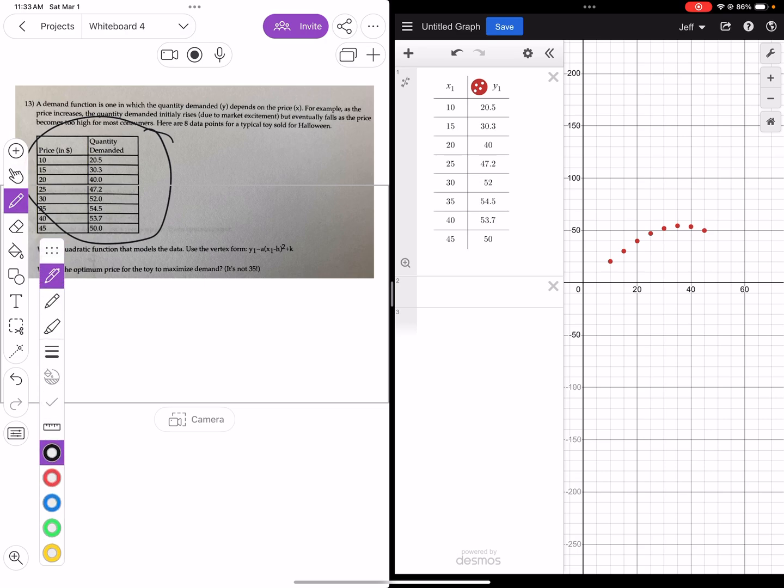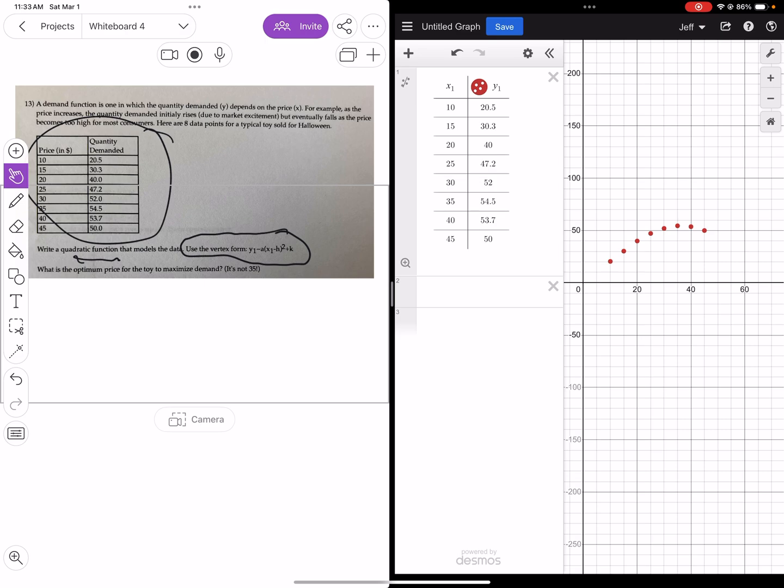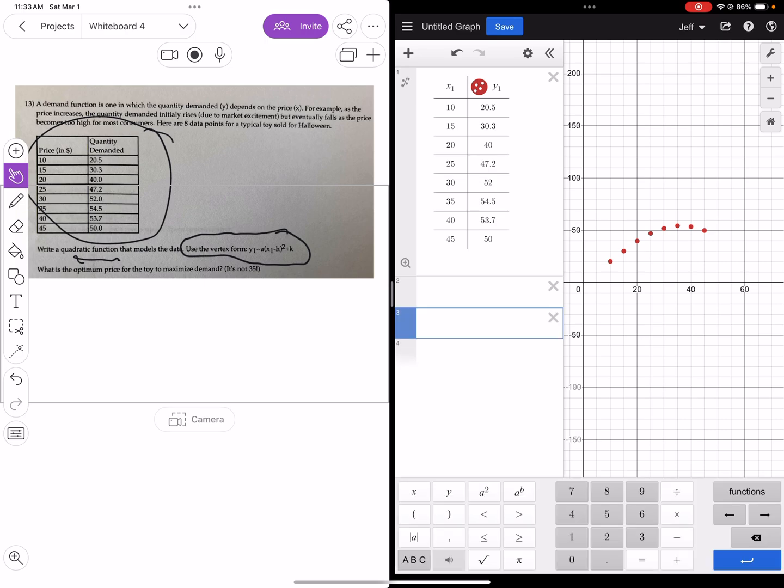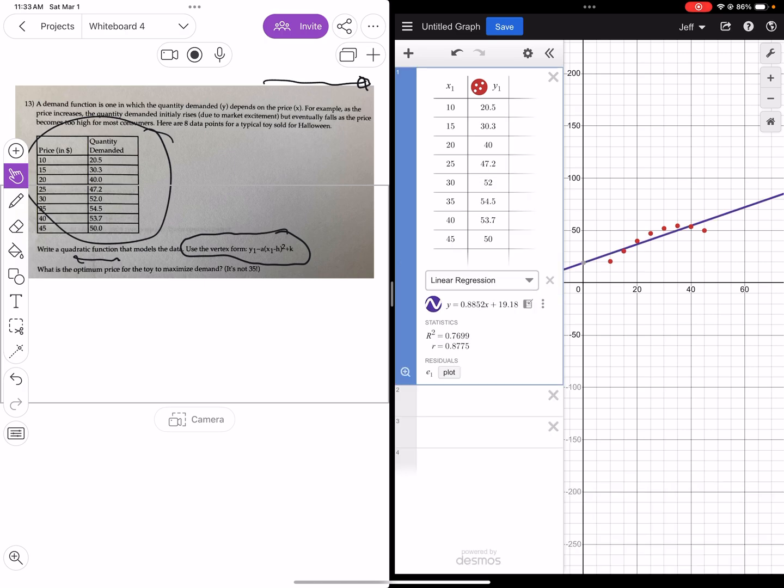And that's what they say in the question. In the question, they say somewhere, use the quadratic function to model the data. And here they use this vertex form. Now, we talked about in class how you could use the button right at the top there of Desmos to have it automatically create a function for you. I'm going to do that. I'm going to hit that.